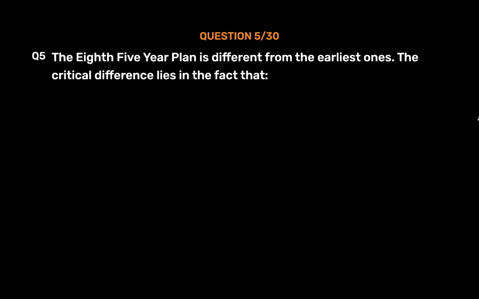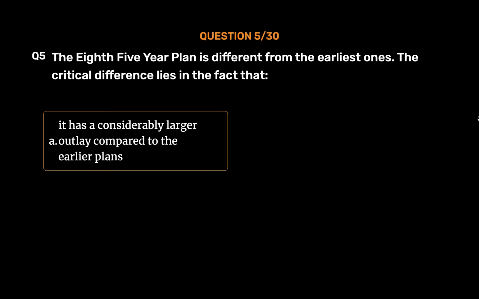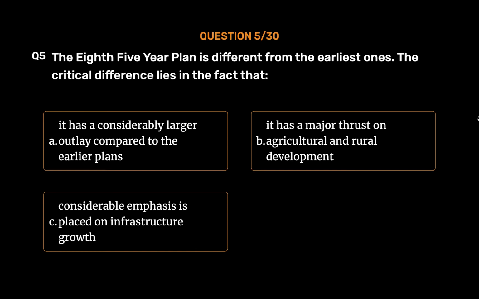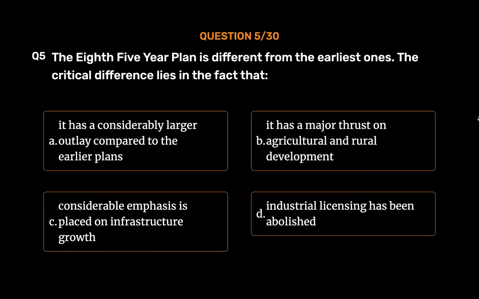Question number 5. The Eighth 5-Year Plan is different from the earliest ones. The critical difference lies in the fact that Option A. It has a considerably larger outlay compared to the earlier plans. Option B. It has a major thrust on agricultural and rural development. Option C. Considerable emphasis is placed on infrastructure growth. Option D. Industrial licensing has been abolished. The correct answer is Option A. It has a considerably larger outlay compared to the earlier plans.